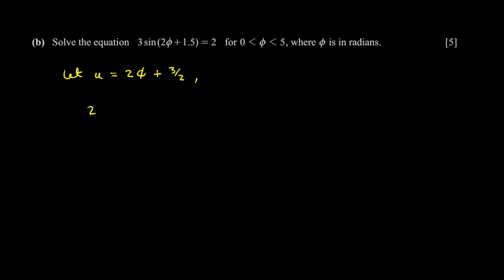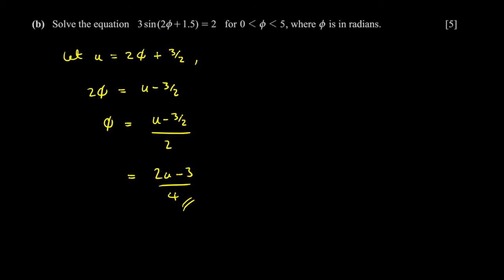So 2 phi will be equal to u minus 3/2, which means that phi is equal to u minus 3/2 divided by 2. Or alternatively, we could write that as 2u minus 3 over 4, right? I've just multiplied top and bottom by 2 there. Okay. All right. So I've done that. Now, why have I done that? Well, it enables me to do a couple of things which I think will make my life easier.